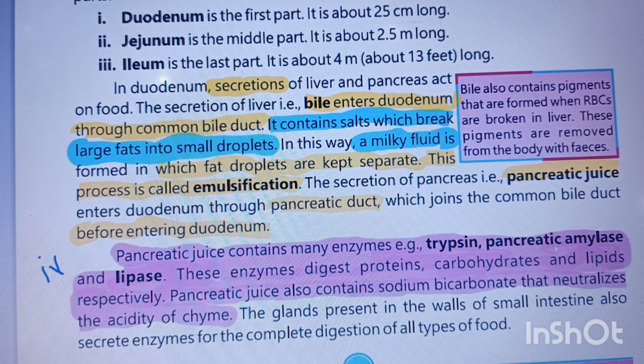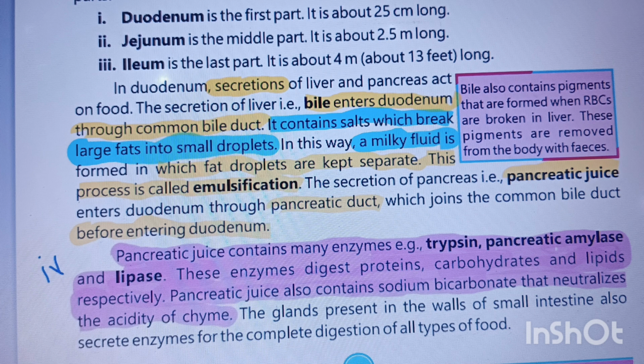The secretions that come from the pancreatic juice that the pancreas produces enter the duodenum through the pancreatic duct, which I have shown you in the diagram ahead. Before entering the duodenum, there is a common bile duct. Here, all bile enters the small intestine through a common duct.